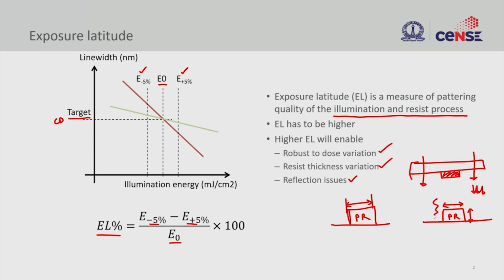When the light comes down and hits the surface, there will also be some reflection. If the reflected light also exposes the photoresist, that is something we should take into account, and this exposure latitude will help you understand how well you can control it. You always want higher exposure latitude. You want the latitude to be larger so that your process is very robust.